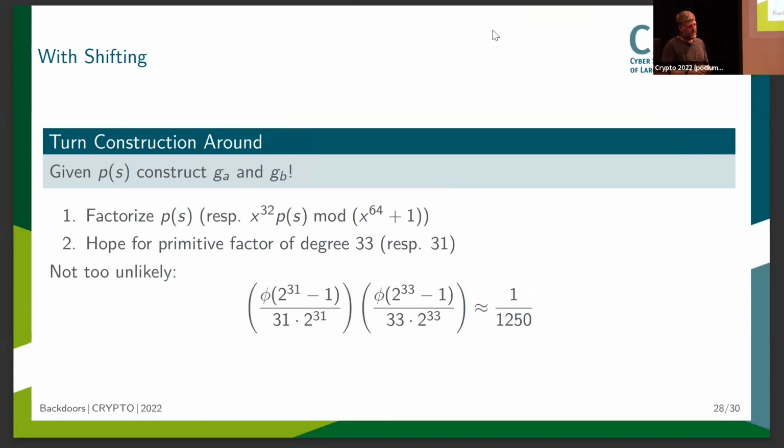And why is this a good idea? Because primitive polynomials are not rare. If you pick a random polynomial, it being primitive is not very unlikely. You can write down a formula. This multiplication here already assumes that things behave independently, but it works. We did experiments, and after roughly 1,000 tries, you're done. You find the setup that you wanted.